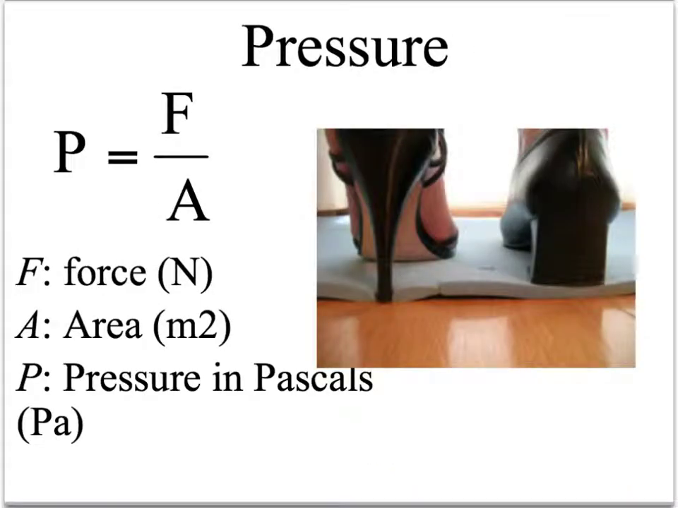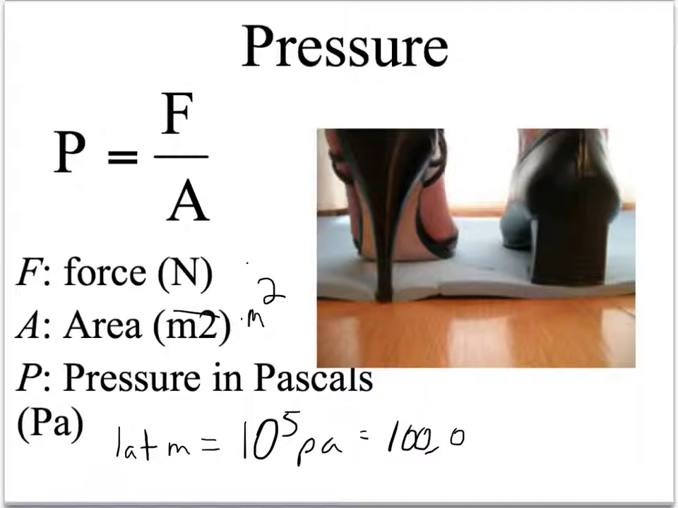Pressure is force over area, where force is measured in newtons, area is measured in meters squared, and pressure in pascals. Now, pressure can also be measured in atmospheres, and 1 atmosphere is 10 to the 5th pascals, or 100,000 pascals. Pressure is how much force gets spread out over an area.